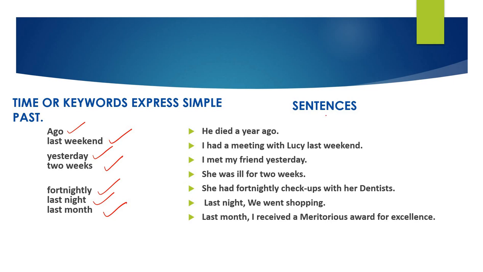Now we have examples for these keywords. He died a year ago. A year ago tells the time in which the event happened in the past. Right? I had a meeting with Lucy last weekend. So that tells the time in which the event happened. I met my friend yesterday. That yesterday tells when the event really happened. It happened in the past.